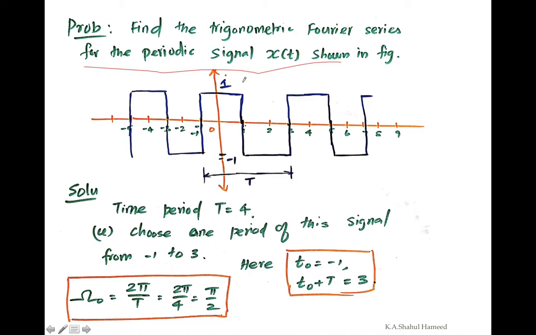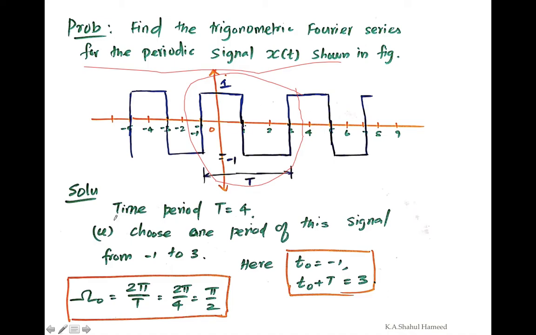Here, this is a pulse train, and this is a periodic signal. The signal starting from -1 to 3 is repeating over each and every time period. So it's a periodic signal, so we are going to consider a portion of the signal, that is one period of the signal. Based on one period of the signal, we are going to find the Fourier series coefficients. So first we have to write the mathematical expression for this particular waveform. Using that, we are going to find the Fourier series coefficients.